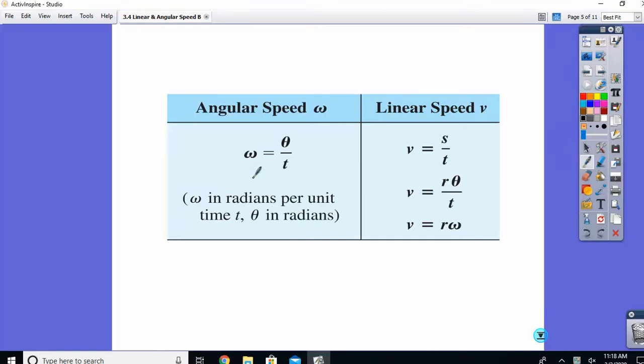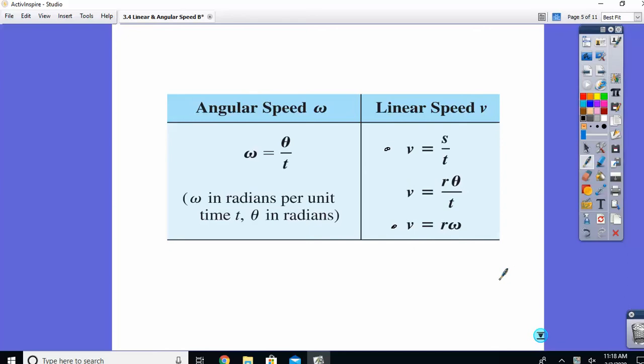The omega, that's our angular speed, how fast an angle is changing. What has to be true about your theta for that to work? Radians. Linear speed is how fast your arc length, or the distance on the outside, is changing. And then we did V equals R omega to go back and forth between the two.